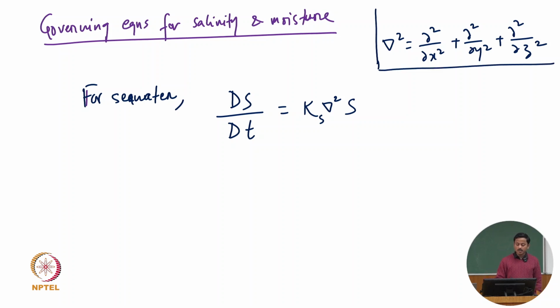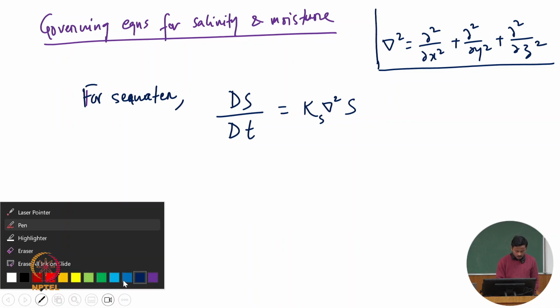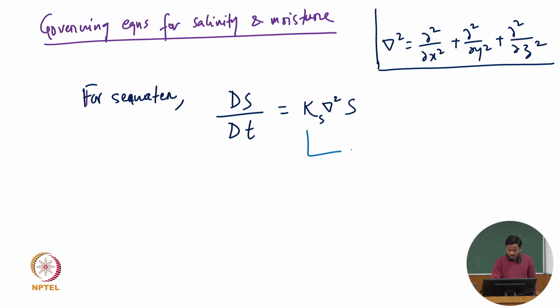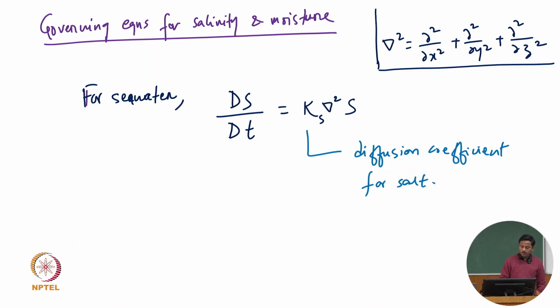If you look at this equation carefully, it looks like the Fourier law of conduction for temperature that we saw earlier. So similarly, we wrote down a similar equation for the evolution of salinity here. Here this is the kappa variable, kappa s, the diffusion coefficient for salt. S is the salinity, and del squared is the Laplacian operator.